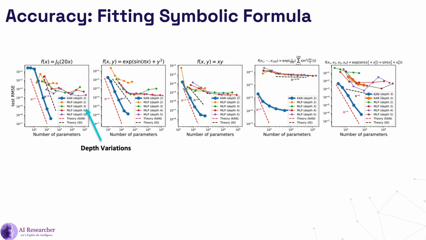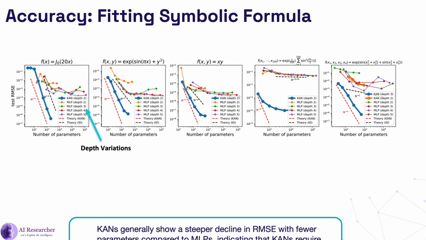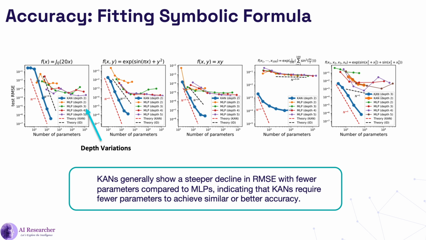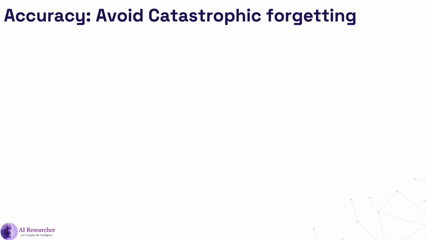And there is another thing, which is the performance metric. The test root mean squared error is plotted against the number of parameters on a logarithmic scale. Lower RMSE values indicate better accuracy. If we compare the results, we see that KAN generally shows a steeper decline in root mean squared error with fewer parameters compared to MLP, which indicates that KAN requires fewer parameters to achieve similar or better accuracy.